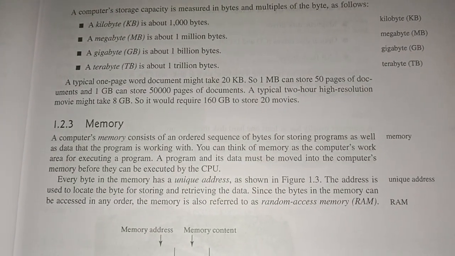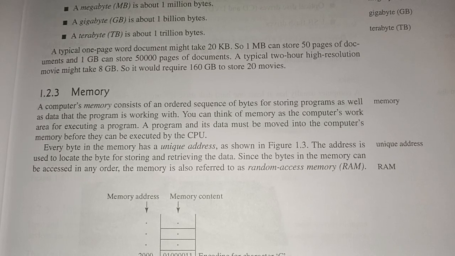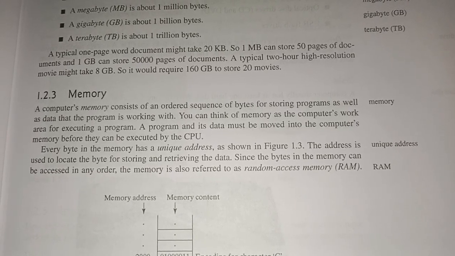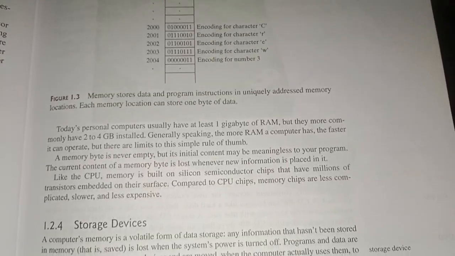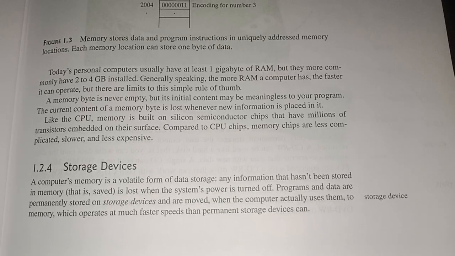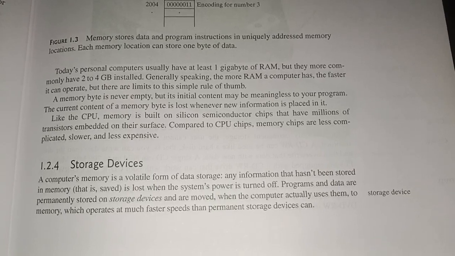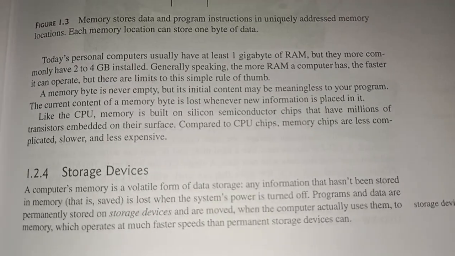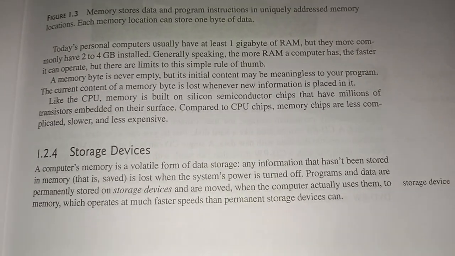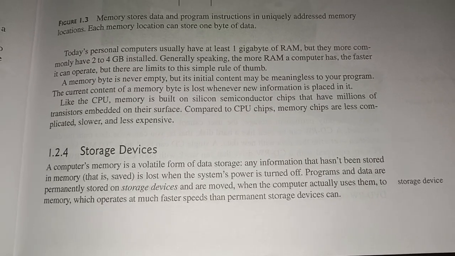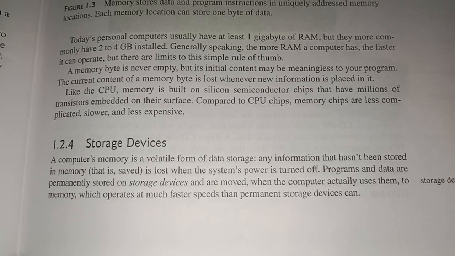Memory. Computer memory consists of an ordered sequence of bytes for storing programs as well as data that the program is working with. A computer's memory is a volatile form of data storage. Any information that has been stored in memory is lost when the system power is turned off.